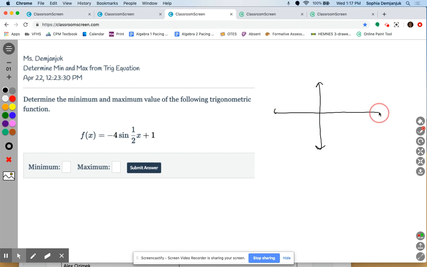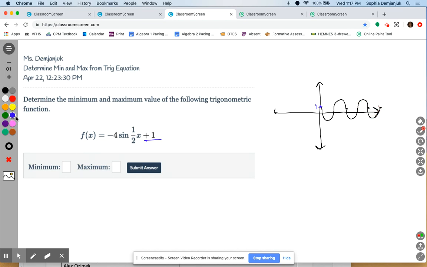This time I'm going to draw myself another coordinate plane. I have a midline of 1. So I'm going to go up 1 on my graph. 1 right here is the middle value. And I have a sine graph, and it's upside down. I can keep going if I'd like.